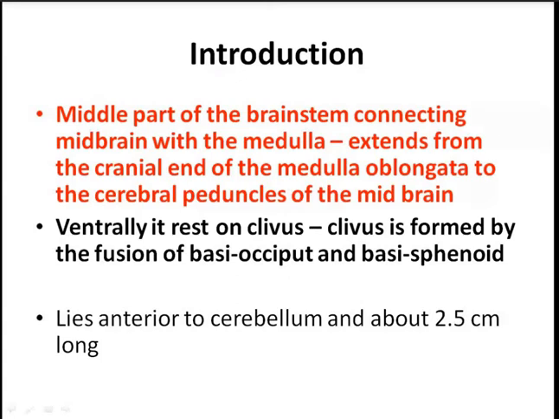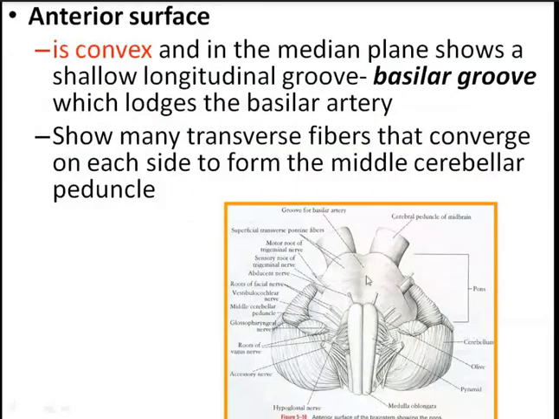So clivus is the area where the brainstem is located and lies anterior to the cerebellum, and it is about 2.5 centimeter in length. So this is the length in the ventral aspect in the middle. Okay, so this is the 2.5 centimeter in length. This is the length of the pons from the medulla oblongata to the crus cerebri of the midbrain.